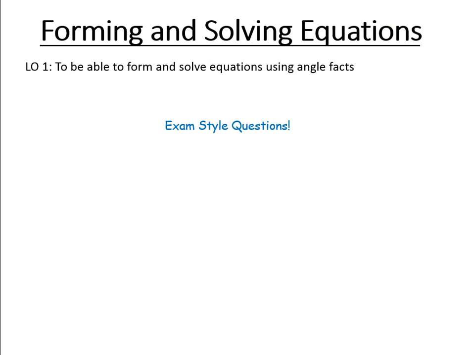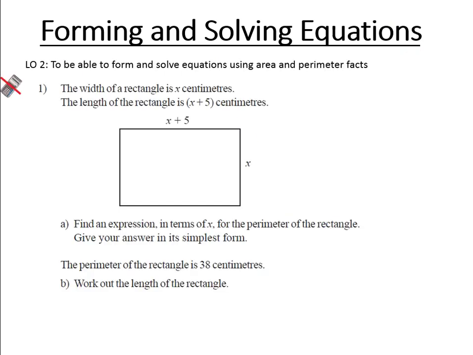Okay. Let's quickly look at an exam style question. So you've got a question like this now. The width of a rectangle is x centimeters and the length is x plus 5 centimeters. Question A says find an expression for the perimeter of the rectangle in terms of x. So remember, the perimeter of a rectangle, what does the perimeter mean? You add up all the sides together, okay? So remember, opposite sides of a rectangle are the same. So if the top length is x plus 5, the bottom one will also be x plus 5.